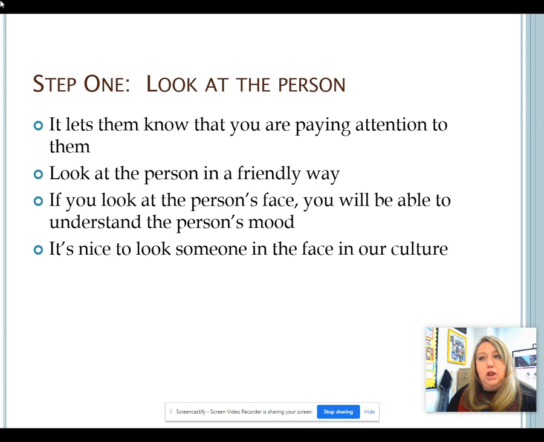Step 1, look at the person. It lets them know that you're paying attention. We want to make sure that we look at the person in a friendly way, so we don't want to stare at them or make faces or grumpy faces, because that would be weird.